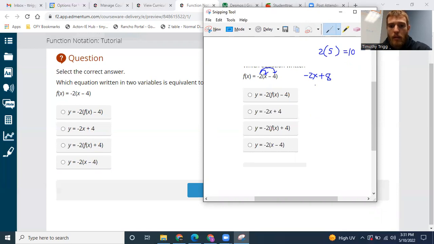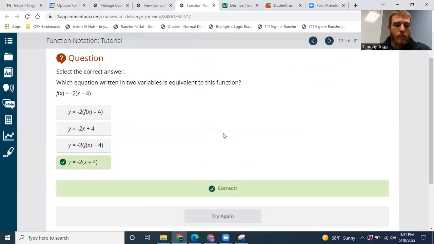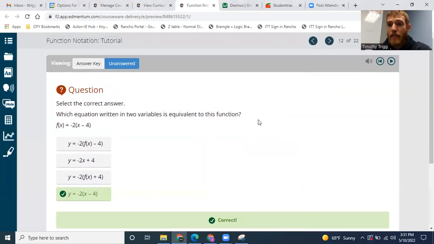Now, let's see. Another way you could think of the f of x is that this is your output. This is your y variable. This is your output. So another way to look at it is just like this. Y equals -2 parentheses x minus 4. Okay. So the f of x, just think of it as your y. That's your output.